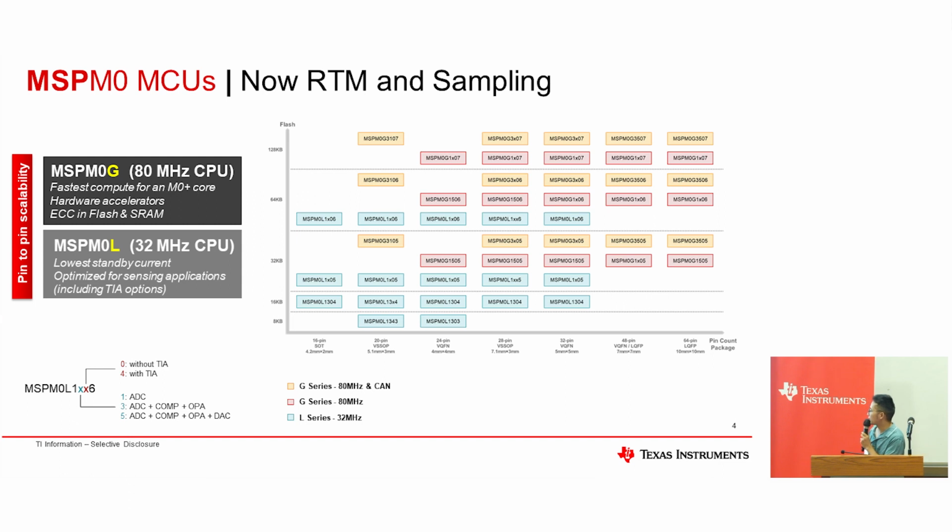Here is our roadmap. As you can see, we provide two device families. The first is the G series device. It is a high-performance device family, and as you can see, the main frequency is up to 80 megahertz.